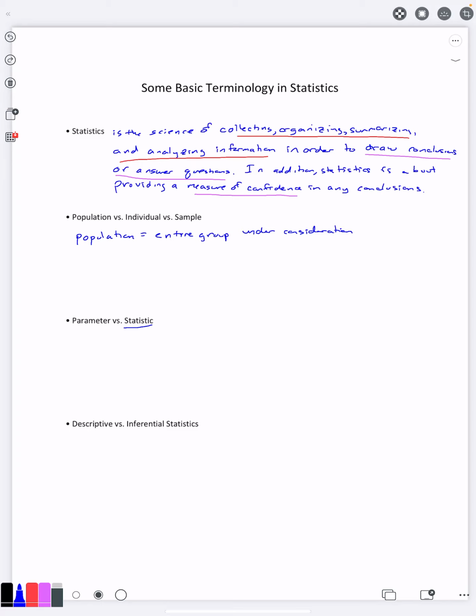The next one here is individual, which you could probably guess. That is a single object or person in the group, in the population. So again, if the population is all of the students at our school, then you, as an individual student in the school, you would be an individual in statistics.